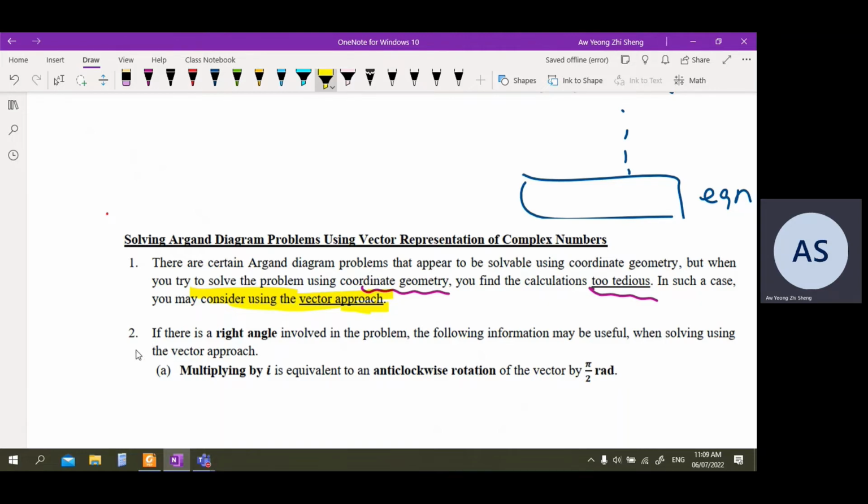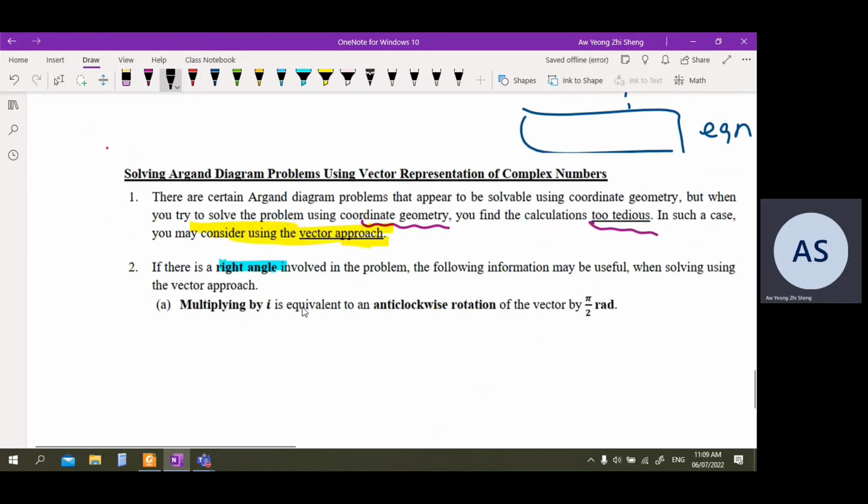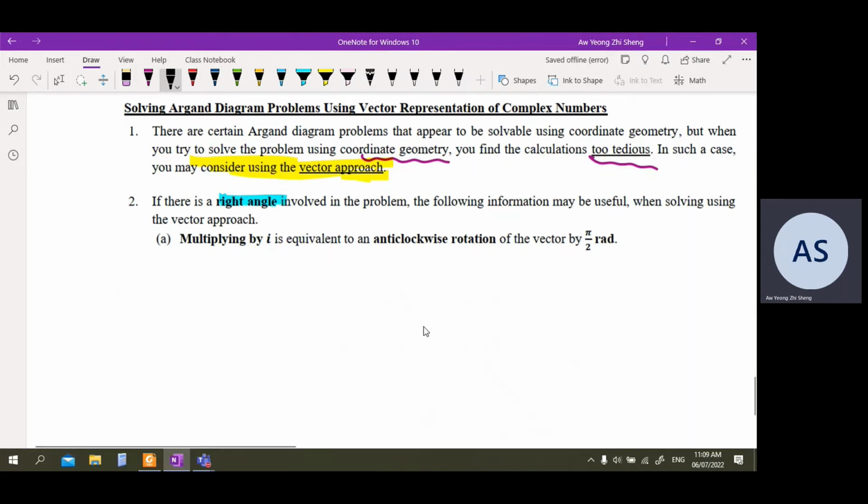Point number 2 says, if there is a right angle involved in the problem, the following information may be useful when solving using the vector approach. Especially when there is a right angle involved, solving using the vector approach is quite convenient. So, you need to know this fact: multiplying by i is equivalent to an anti-clockwise rotation of the vector by pi over 2 radians. Now, to convince you that this is true, suppose that we have a complex number z. Let z be a complex number.